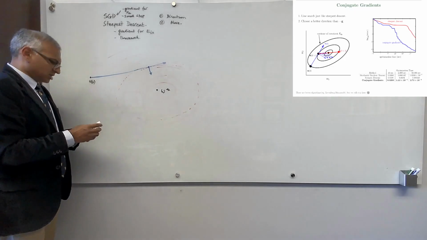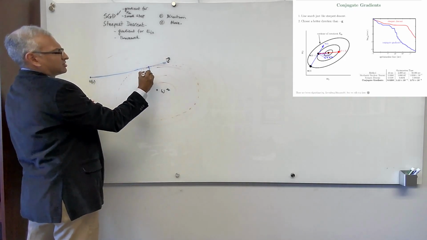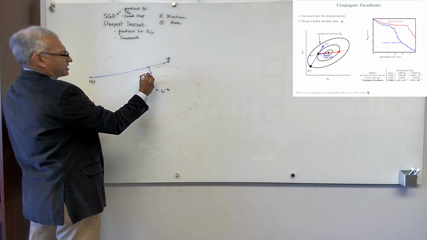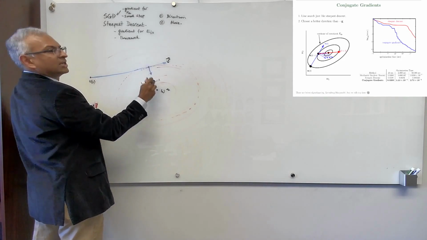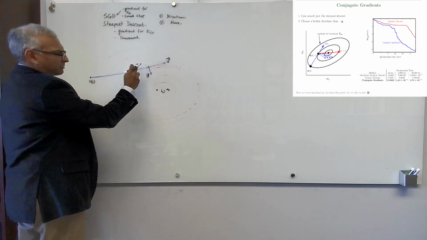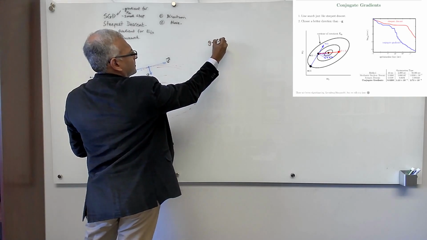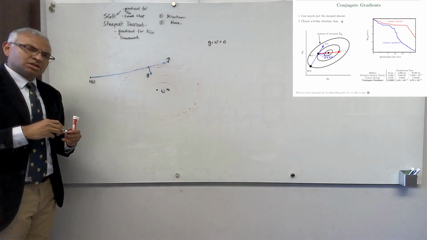Let me call this direction I moved in, let me call this direction V. Okay, and this is the new gradient. So let me call this direction, this negative gradient, this is G. So this is G, my next gradient at the point where I stop. And what do I know? I know that G dotted into V is equal to 0. Okay, so let me tell you what that means.